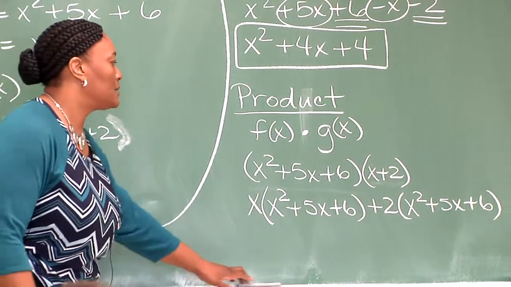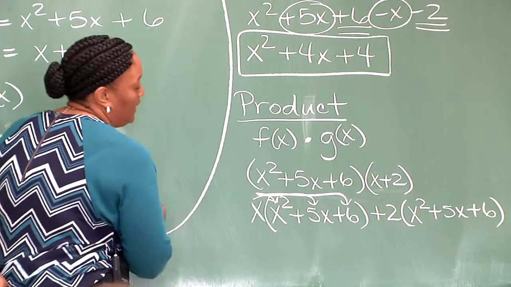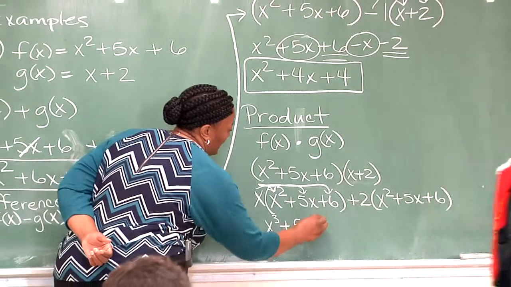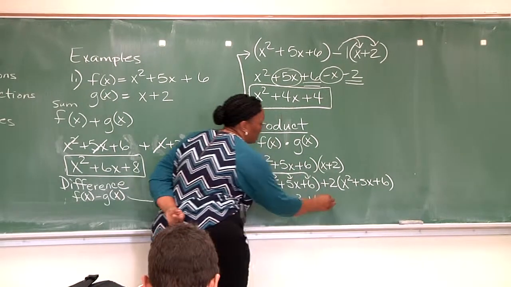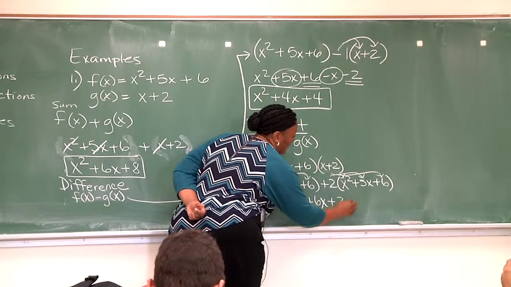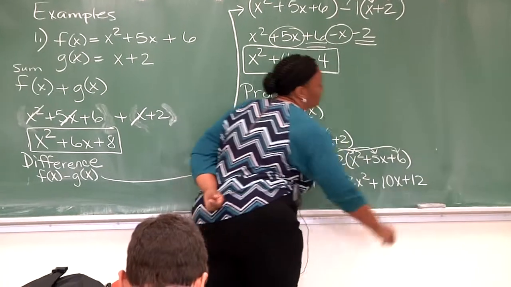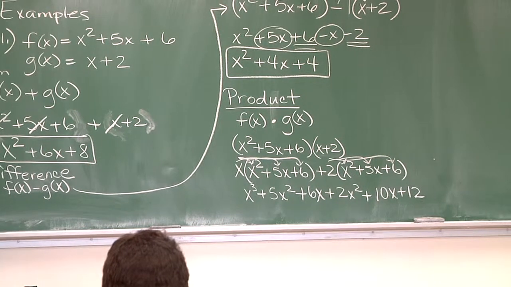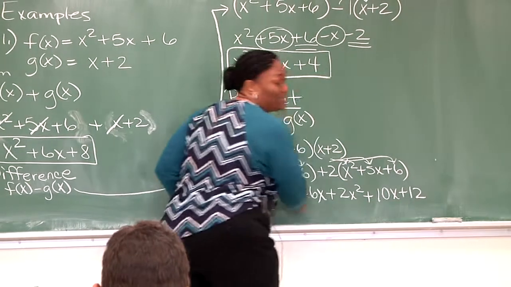So now let's do our distributive property here, multiplying every single item in there by x. So that gives me x cubed plus 5x squared plus 6x. I'm going to keep moving. Apply your distributive property here. That's going to be 2x squared plus 10x plus 12. And what's the last thing I need to do here? I need to combine my like terms because I'm not finished yet. Hope you guys can see this in the back. Can you guys see this?